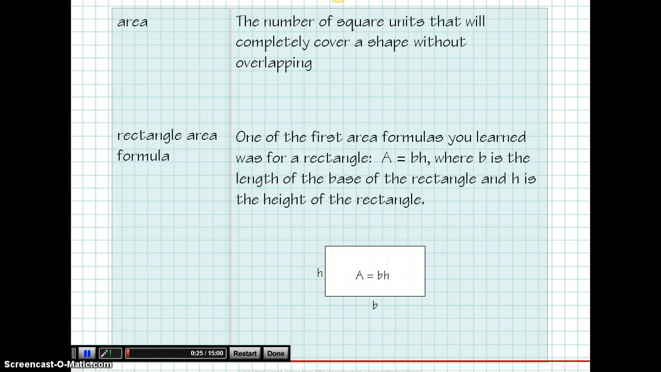And we generally teach it as length times width. Although we're going to kind of try to move away from length times width and move to base times height, just because we're going to use base and height on all the other area formulas. So the area formula for a rectangle is the base, basically the length of the base times the height of the rectangle, and that gets us our area.